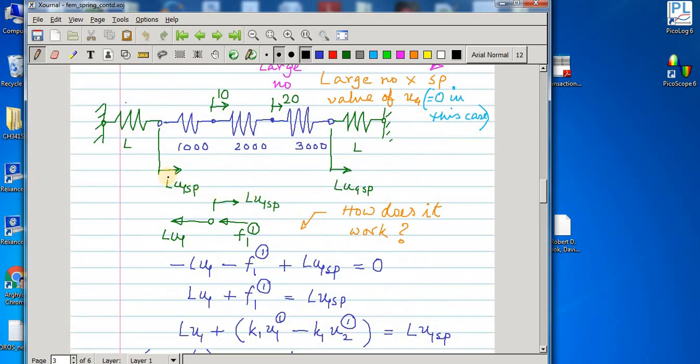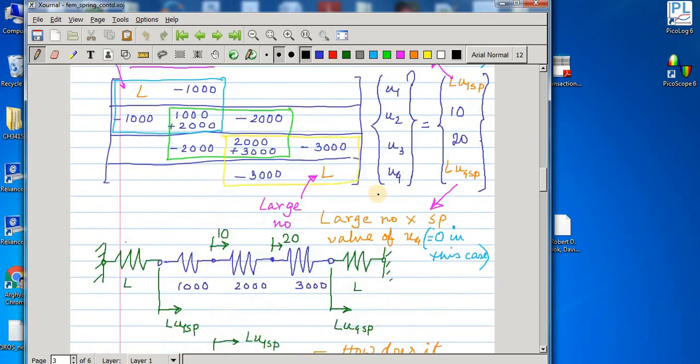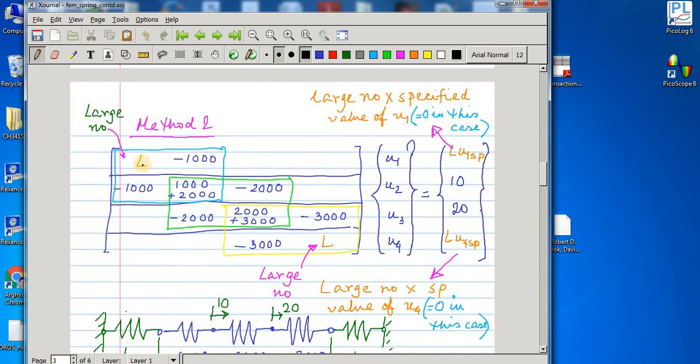And when the displacement is 0, this is 0 and this is 0. So it is a spring of very high stiffness. So this node cannot move, this node cannot move. So this is the idea behind the penalty function method. So what we do, we put a large number at the diagonal of that row where the displacement is specified.